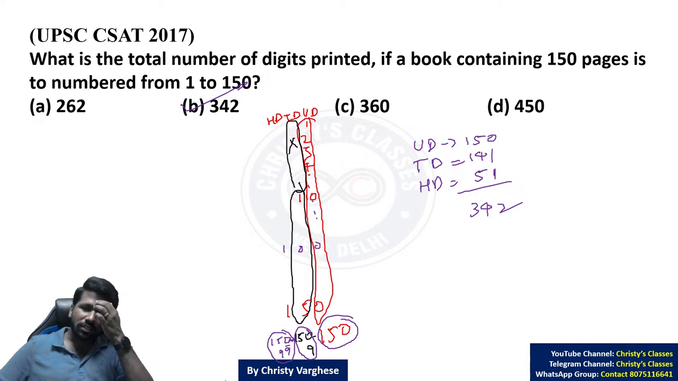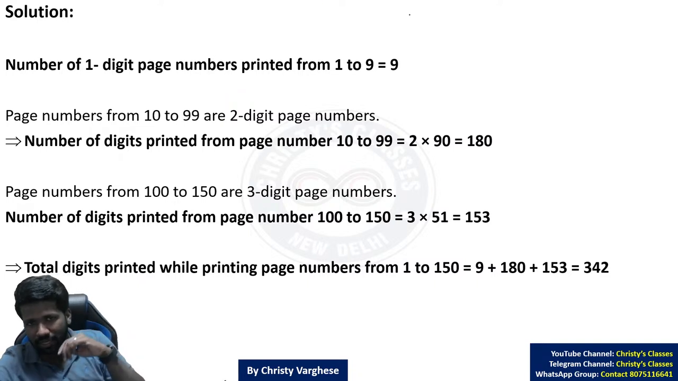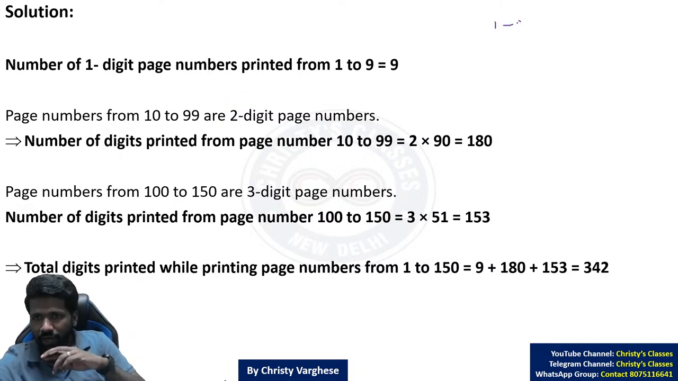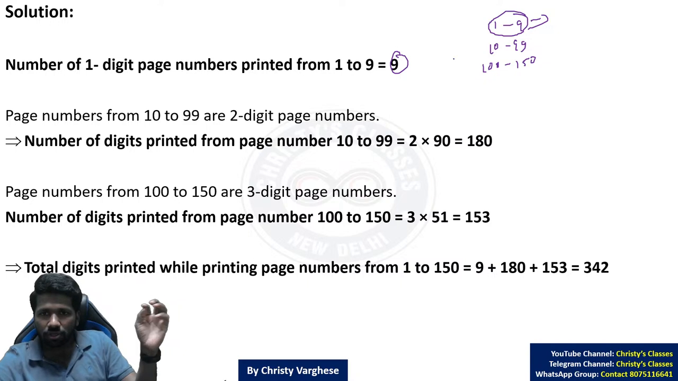Another way of doing it, a distinction of one-digit, two-digit, three-digit numbers can also be made. How? For example, if I divide 1 to 9, 10 to 99, and then 100 to 150, and then count how many digits? 1 to 9, 9 numbers, every number has one digit only, so total number of digits is also 9.